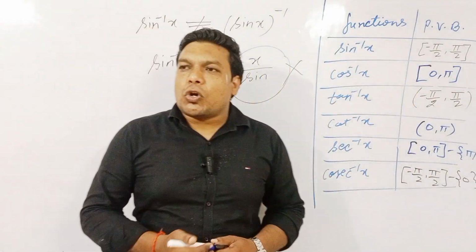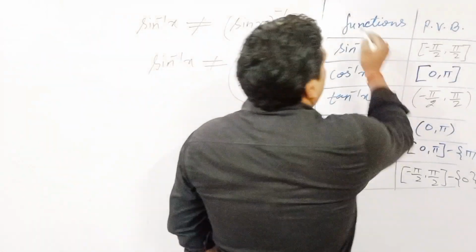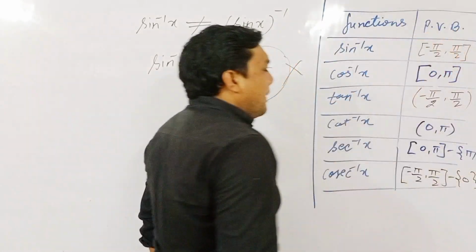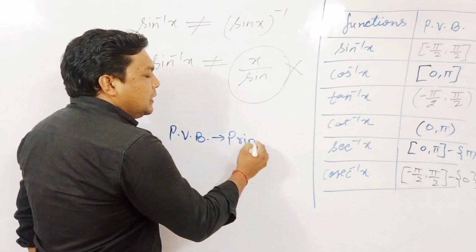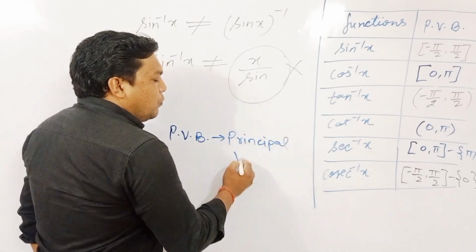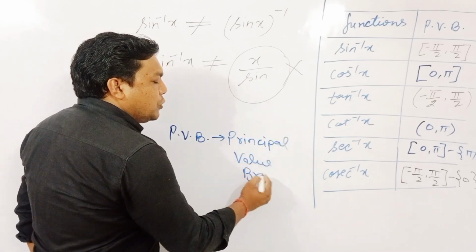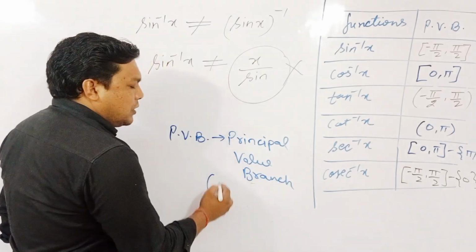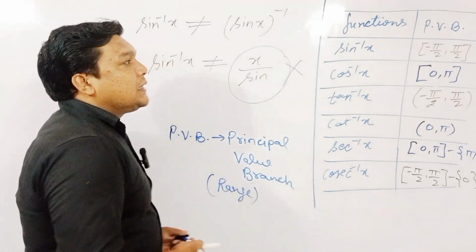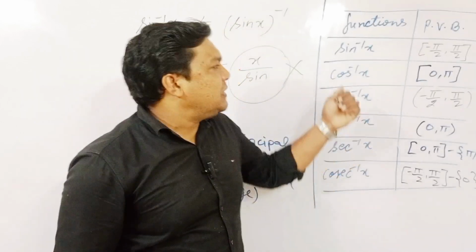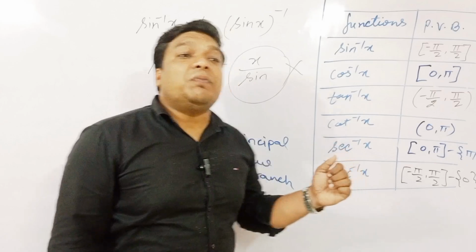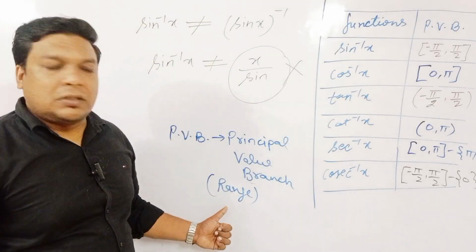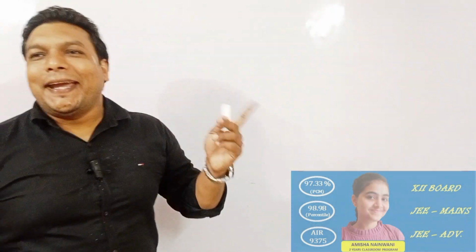So it is all about PVB. PVB stands for principal value branch, or you can say range. So the first thing you have to keep in mind is that the value of sine inverse x, cos inverse x, tan inverse x, cot inverse x, sec inverse x, cosec inverse x cannot be beyond the range.